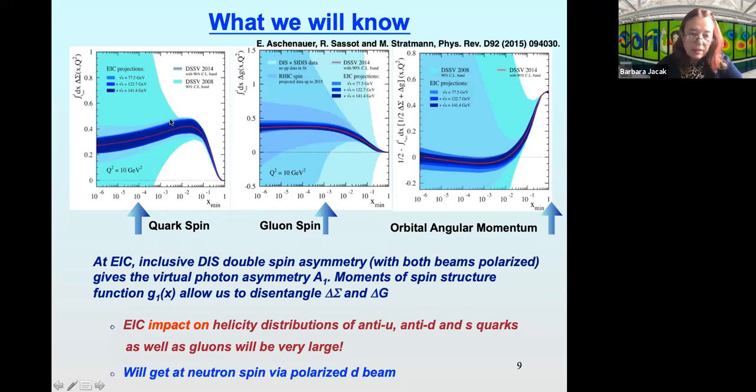That plus the improvements in the knowledge of the quark spin is going to be very key to inferring the orbital angular momentum. There are also measurements that can get at that more directly, but that's tricky. And the other thing that one will do is get at the neutron information by scattering polarized electrons off of polarized deuteron beams.